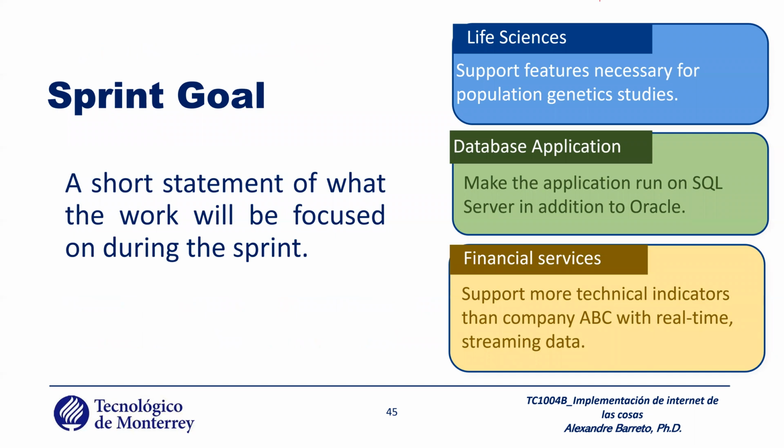So as I said, you need to define a sprint goal. Okay, what is a sprint goal? It's a short statement. What is the work you'll be focusing on during the sprint? Some examples: the life science support feature necessary for population genetics studies database. Make the application run on the SQL Server in addition to Oracle. Financial service: support more technical indicators than the company ABC with real-time stream data. In other words, it's a short statement that describes the focus of the sprint.